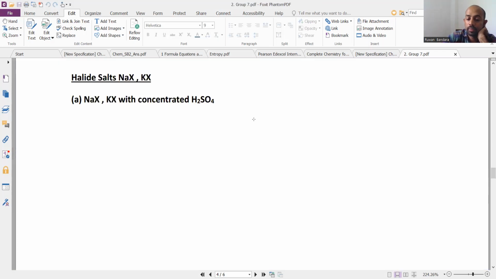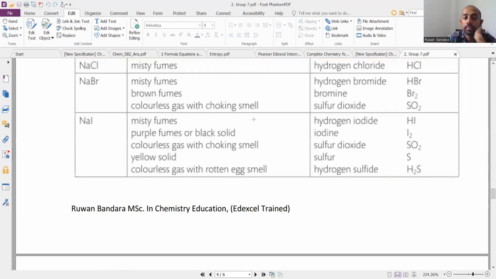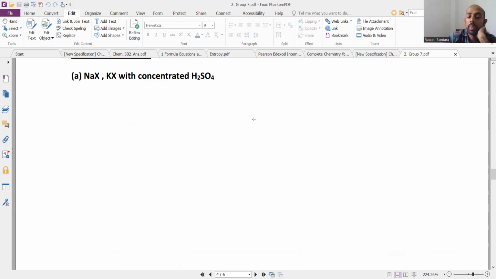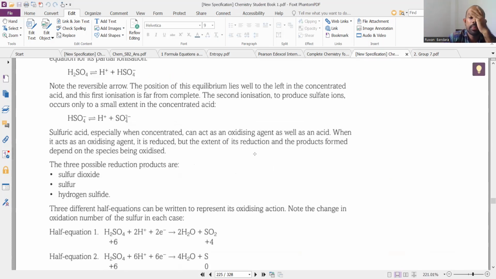Okay, I'm repeating again. Sulfuric acid behaves as an acid as well as an oxidizing agent when concentrated. So the extent of reduction. In order to oxidize someone, sulfuric acid should be reduced, no? Right? Extent of reduction depends on the species being oxidized, right?